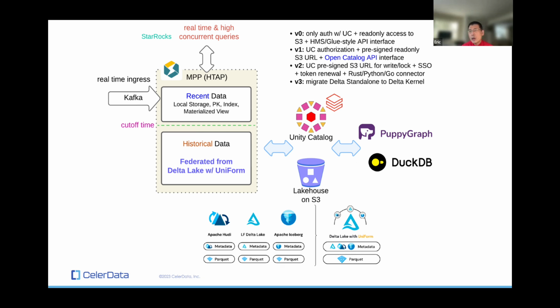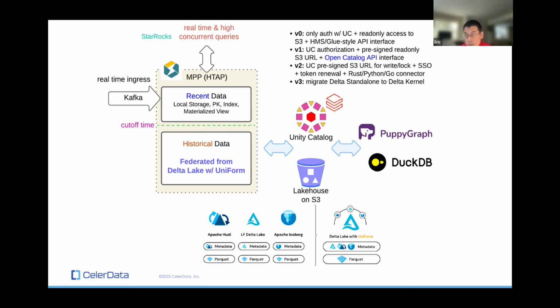That's why we offload the historical data into the Delta Lake, which is managed by Databricks, and we have all the data produced there already. With the help of Unity Catalog, we can let StarRocks query and map all these tables and the partition names to the right location in S3. That is what we call the integration between StarRocks and Unity Catalog.